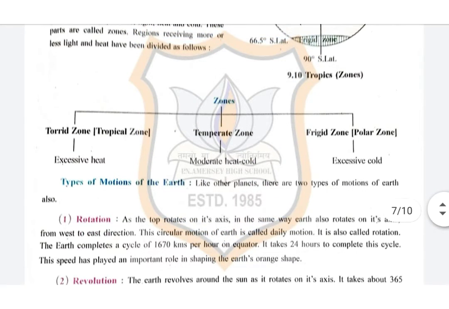Now you can see the zones: torrid zone, tropical zone. This zone has excessive heat. The next zone is the temperate zone, with moderate heat and cold. And the next is the frigid zone, the polar zone, with excessive cold.